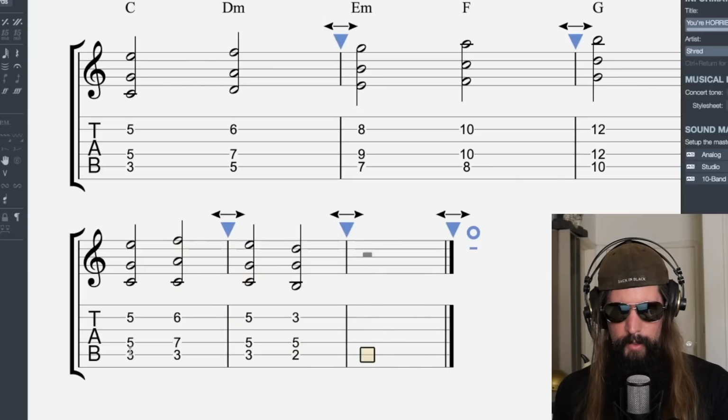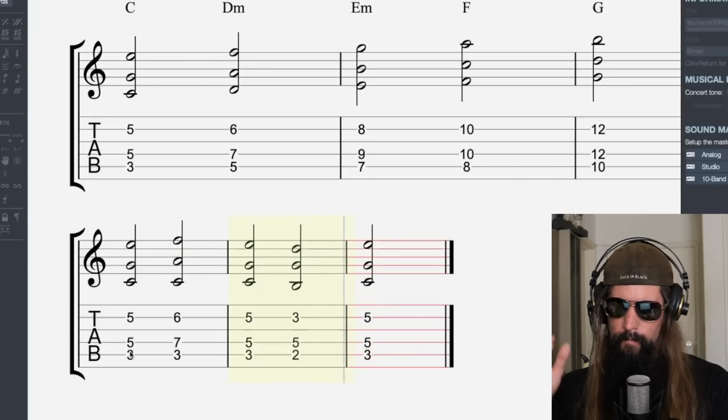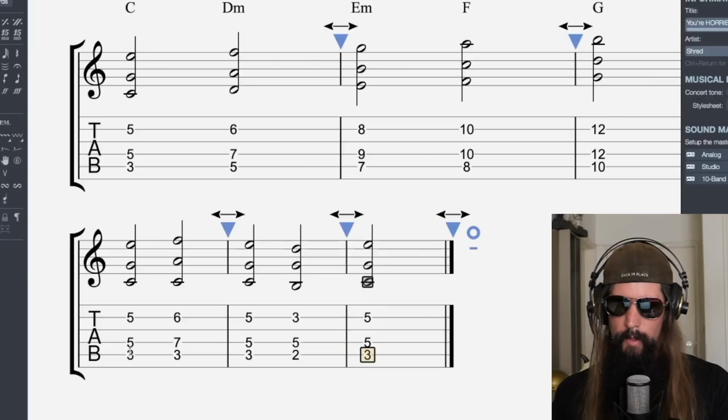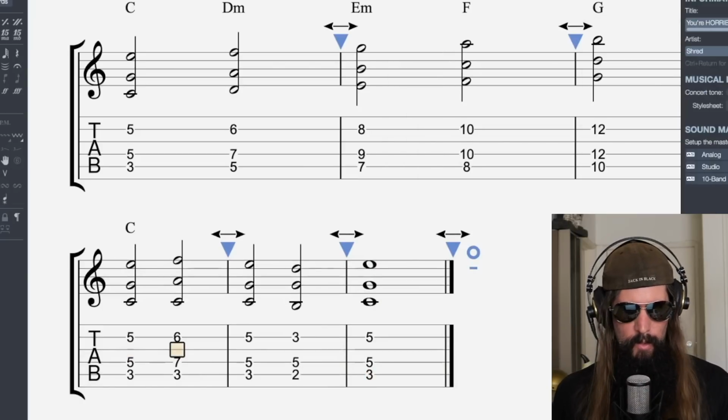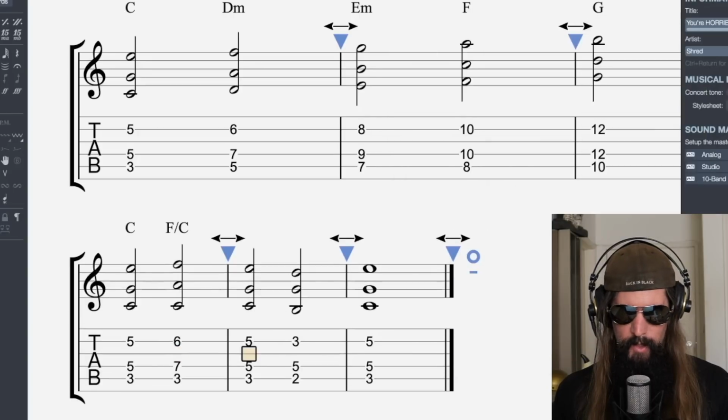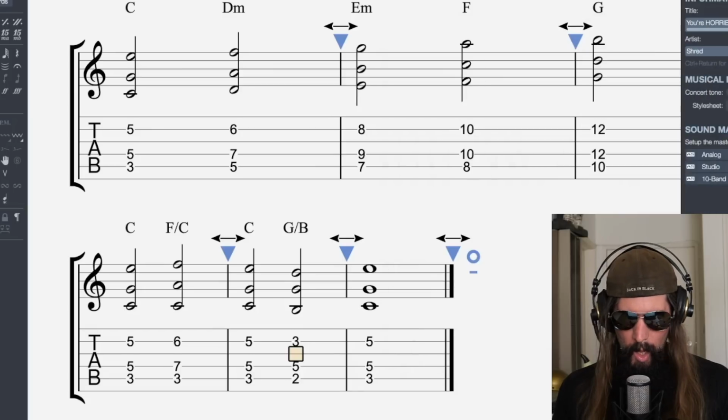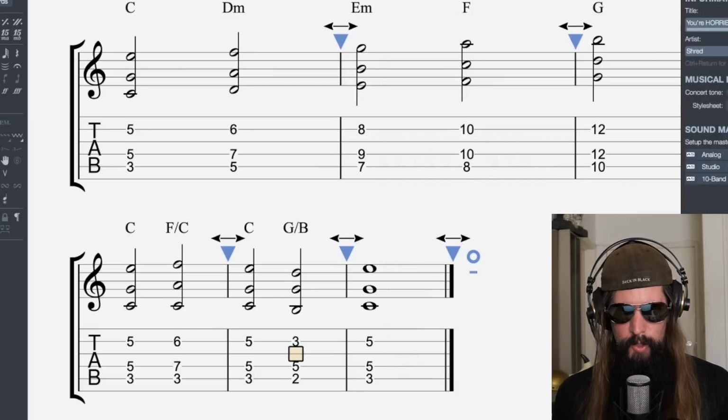Whoops, now we're going to go back to the 1. Okay, there, it sounds resolved, right? So if we put in the chord symbols here, basically that's C to F, back to C, that's a G, and then we're back to C.